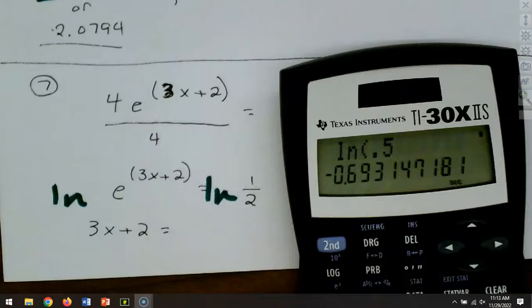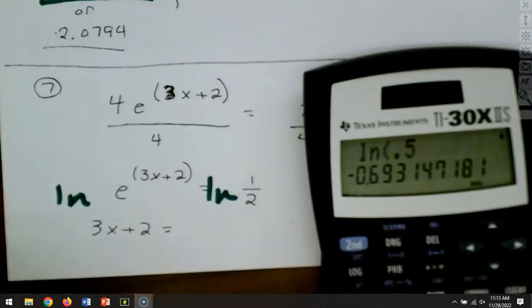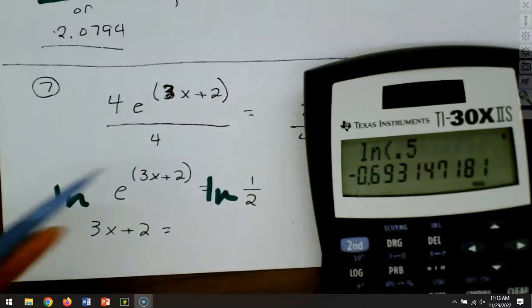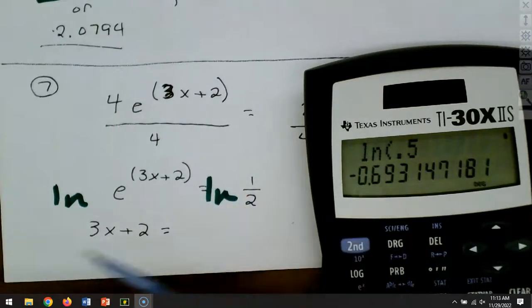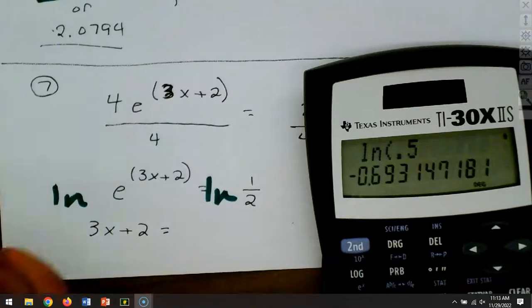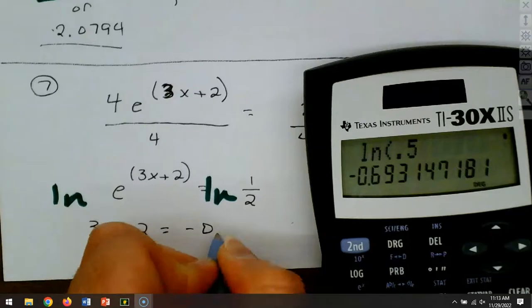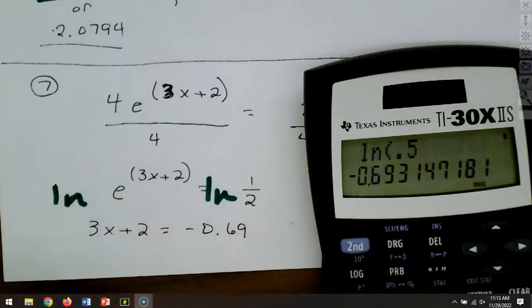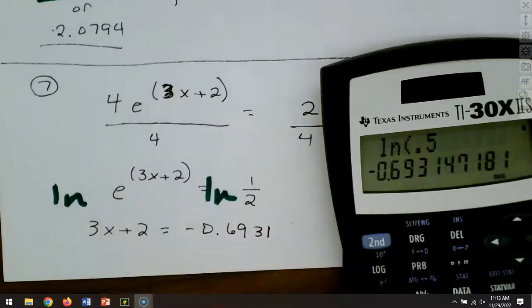So the natural log of 0.5 is negative. Anything less than 1 is a negative number, but you cannot take the natural log of a negative. So anything between 0 and 1, when you look at a fraction, the log is going to be a negative. So that's going to come out to be minus 0.6931 if we round. Close enough.